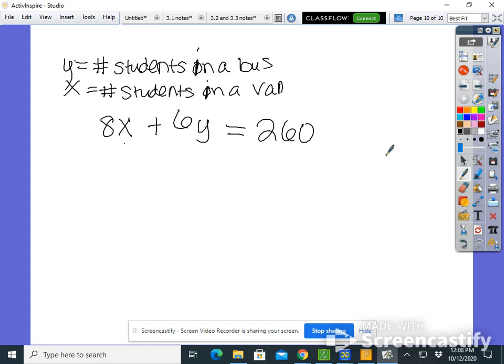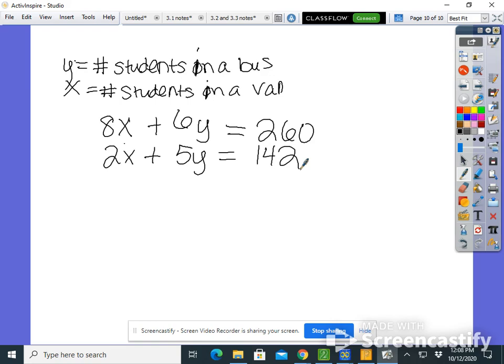Then, how many vans did high school B take? 2. 2x, so 2x plus 5y equals 142. But I thought this one goes. Yeah, it's not 37. That's only for the wind, and that's only for like the plane and the boat problems, okay? Good question, glad you asked that.